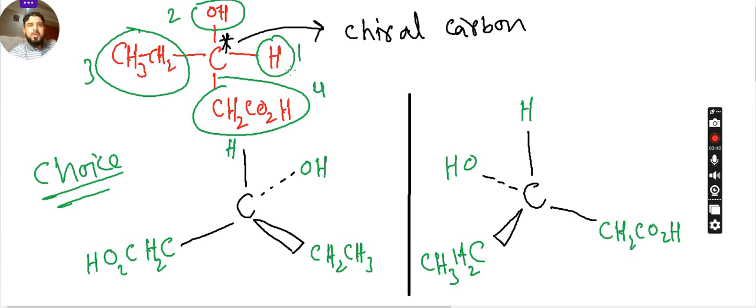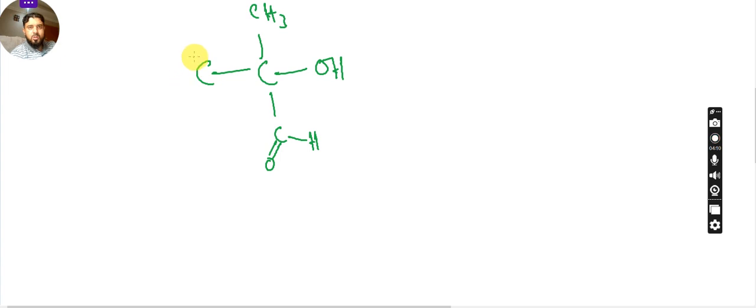Now one more thing: maybe in your formula you have more than one chiral carbon atom. You have to choose only one; you can't choose all the chiral carbon atoms at a time. For example, I'm going to give you one more example. I am drawing this structure, and here we have OH, here CH3, here C double bond O bond H, meaning an aldehyde group, and here I can place CH3 again, here CH2CH3, and here NH2 maybe.